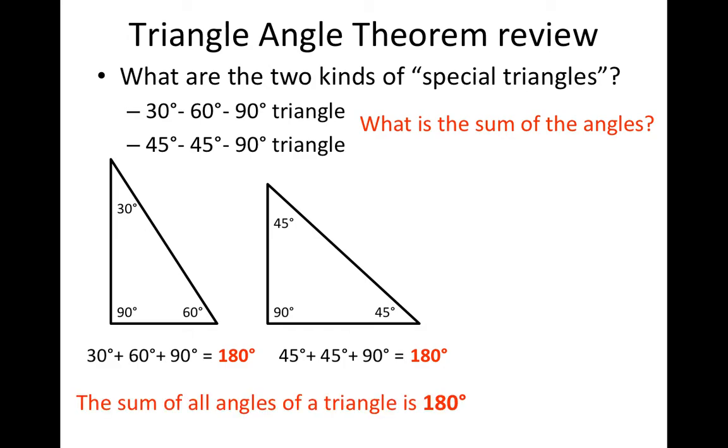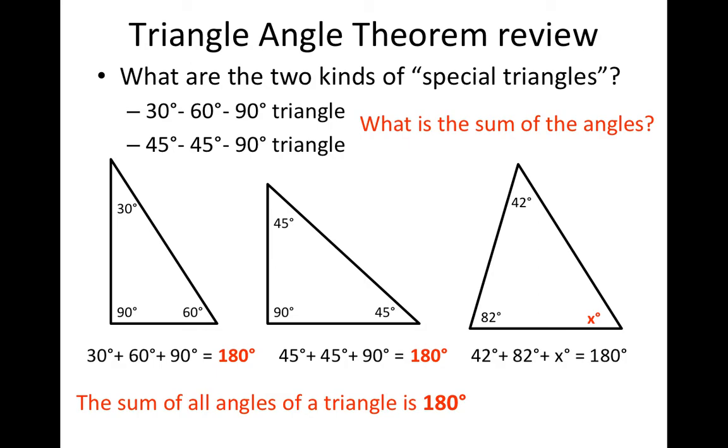And in fact, that's the case for all triangles. The sum of the angles of any triangle is 180 degrees, and we can use that to solve some sort of problem, like if we're trying to find that angle in this example. We know they add up to 180, so we can subtract out and find that the angle is 56. But the key thing to remember here is that the triangle angle theorem says that all triangles, no matter what kind they are, the sum of their angles equals 180 degrees.